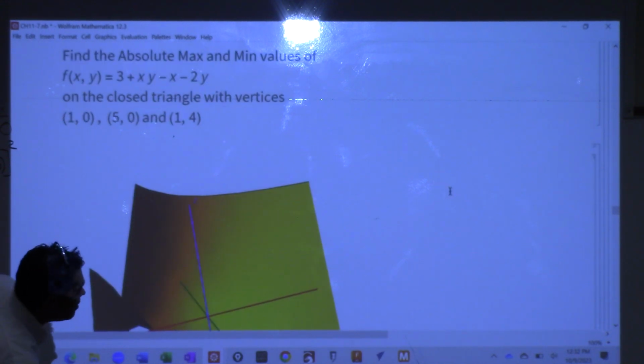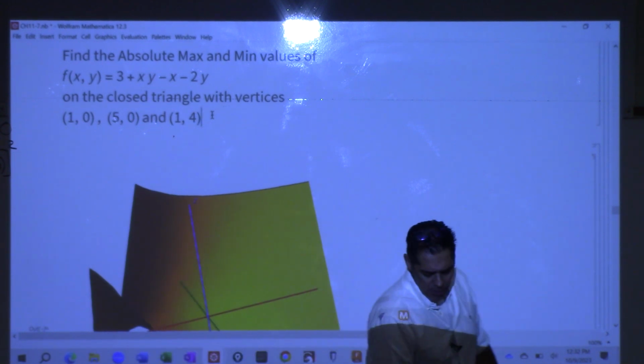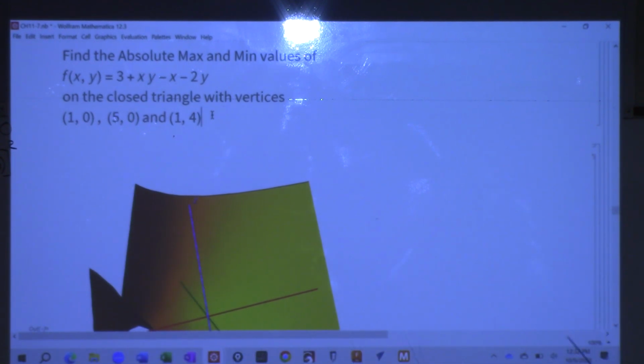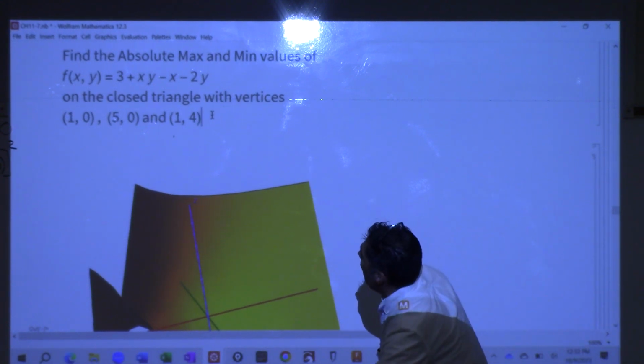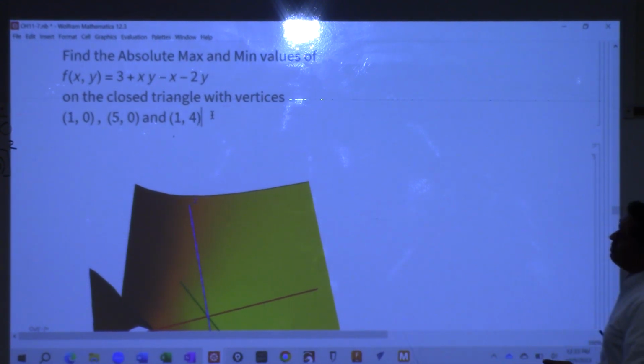Find the absolute, we have time to at least set this up. Find the absolute, well maybe not, hold on. We can at least do the first part. Find the absolute maximum and minimum values of this function on the closed triangle with these vertices.